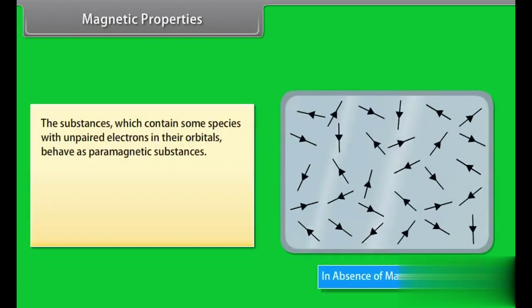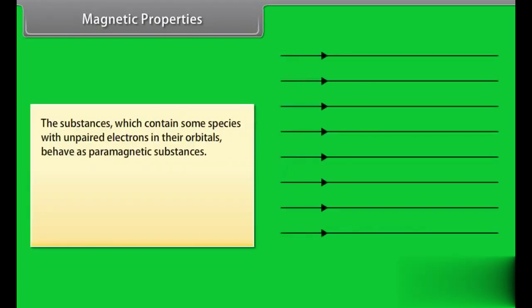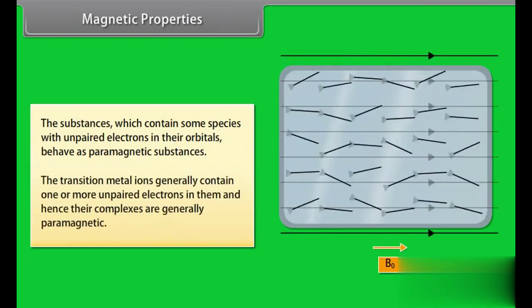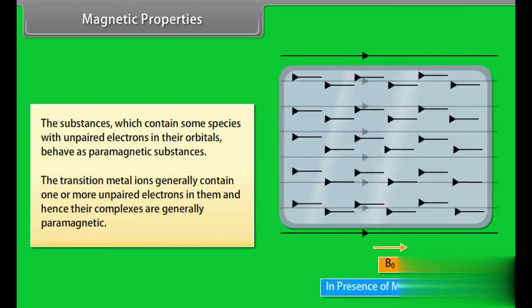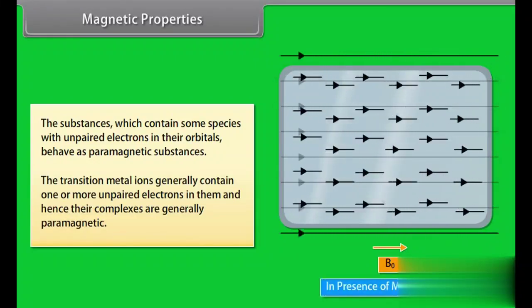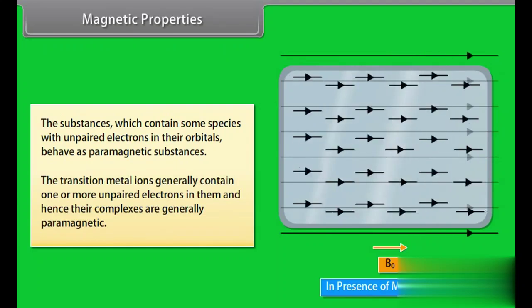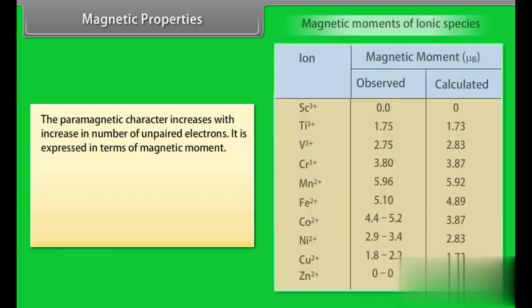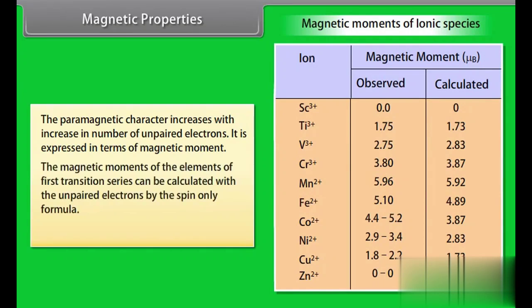Magnetic properties. The substances which contain some species with unpaired electrons in their orbitals behave as paramagnetic substances. The transition metal ions generally contain one or more unpaired electrons in them, and hence their complexes are generally paramagnetic. The paramagnetic character increases with an increase in the number of unpaired electrons. It is expressed in terms of magnetic moment. The magnetic moments of the elements of the first transition series can be calculated with the unpaired electrons by the spin-only formula.